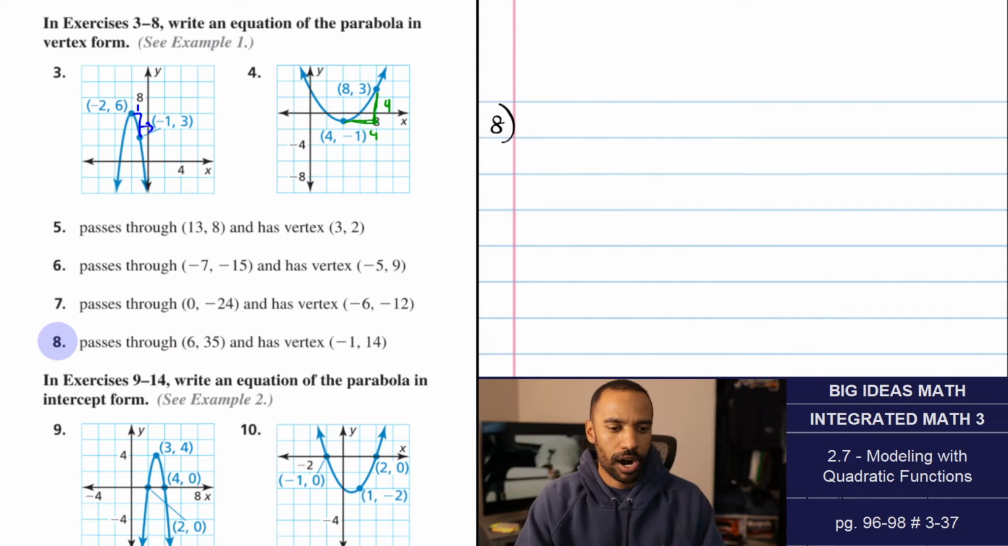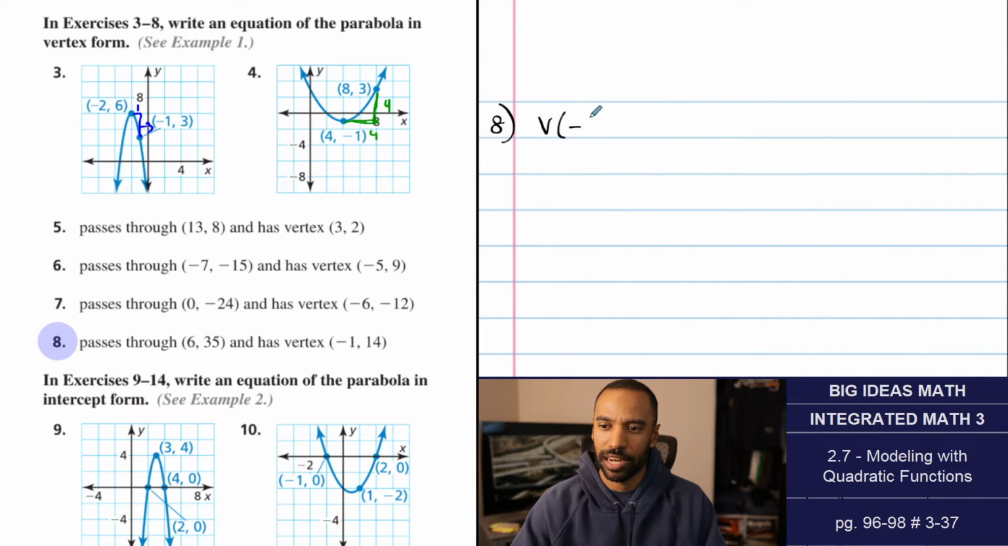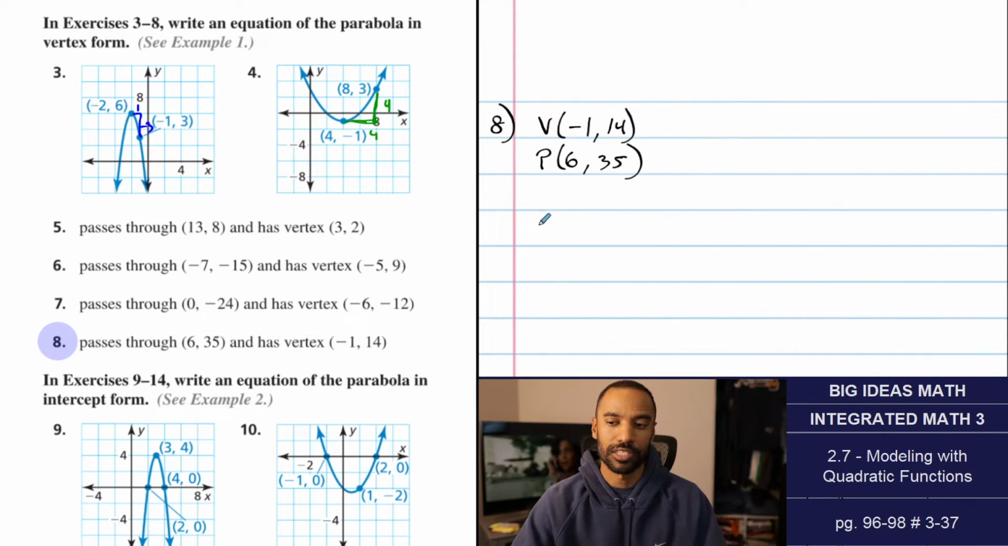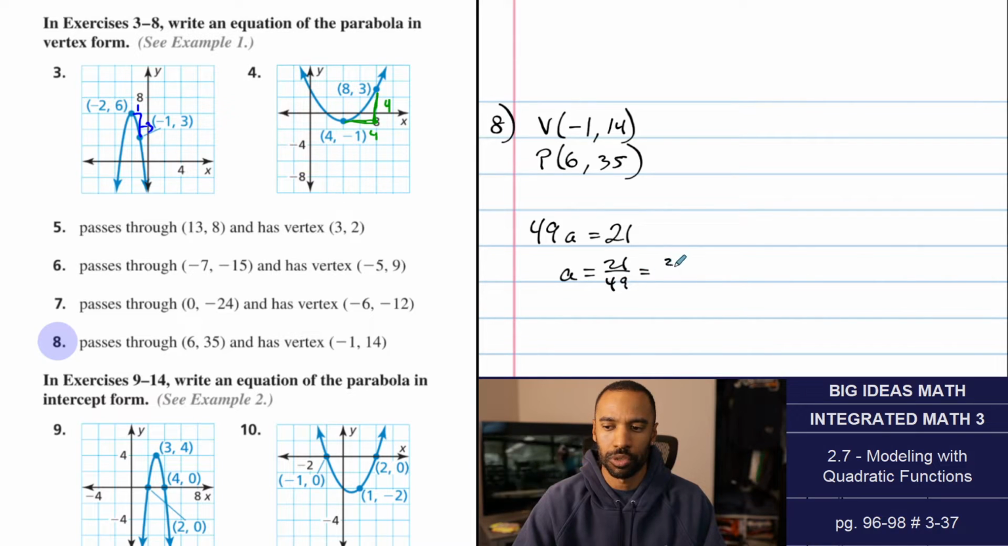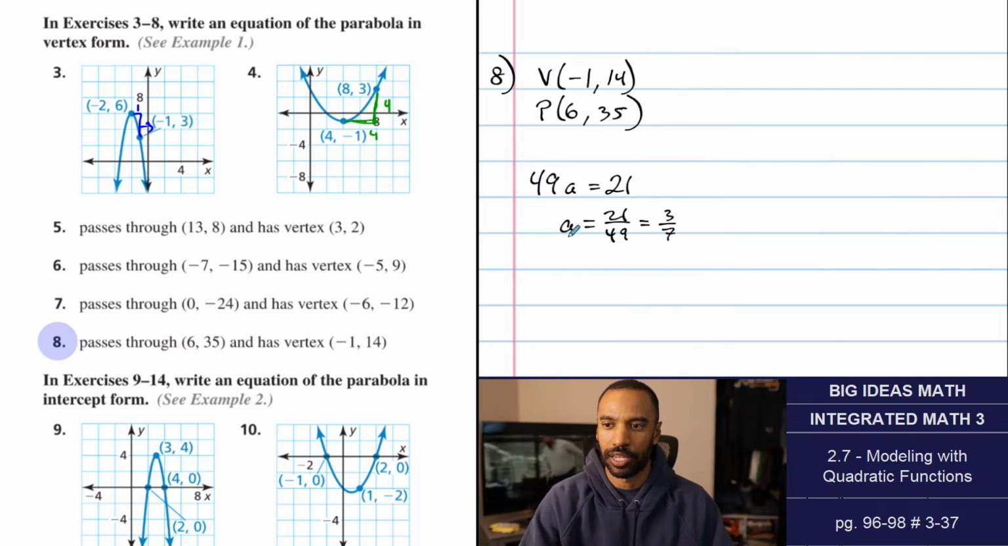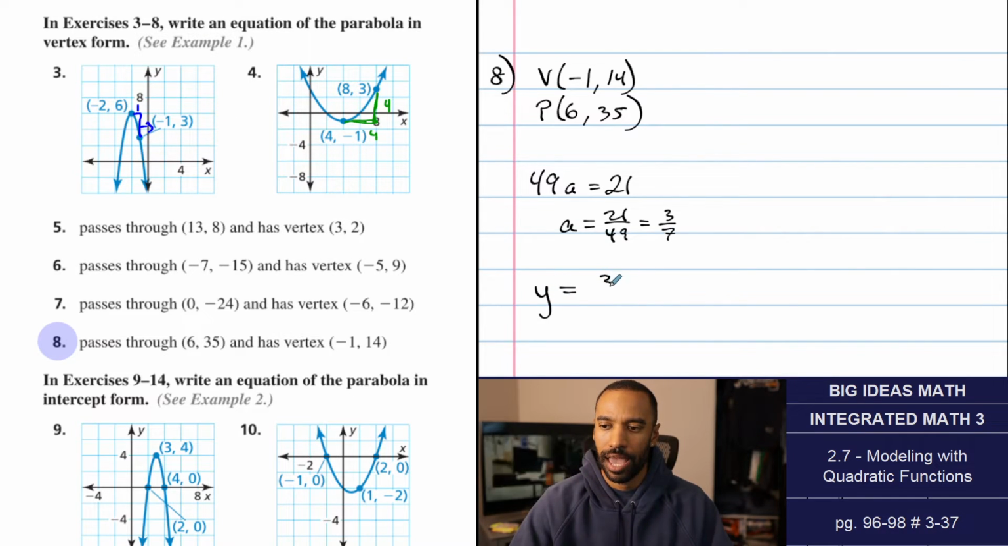On number 8, the vertex is at negative 1, 14, and we're passing through the point 6, 35. We're going over 7, and we're going up 21. Normally we go up 49. This is an instance where I'm saying 49a equals 21, and I got to solve for that. a is 21 over 49, which reduces to 3/7. And this is the one where I'll leave a fraction as well. So I know the final answer here is going to be a times x minus h quantity squared plus k.